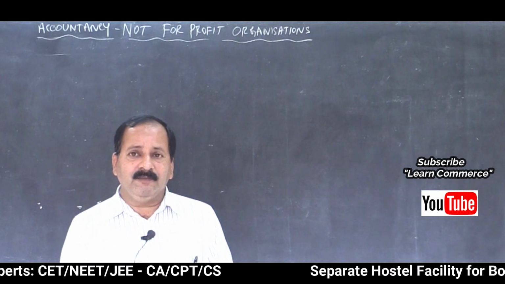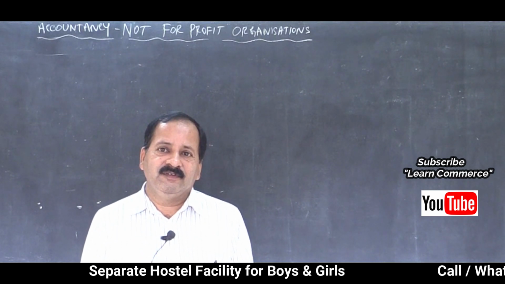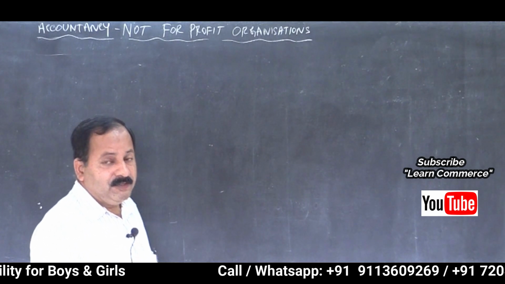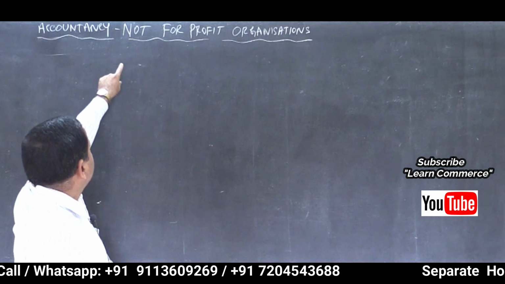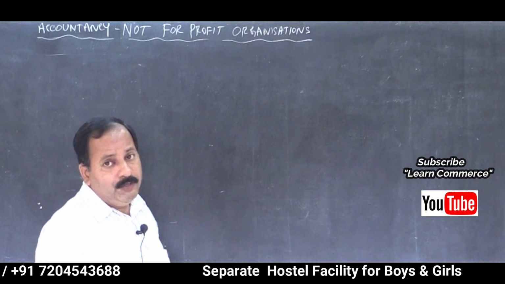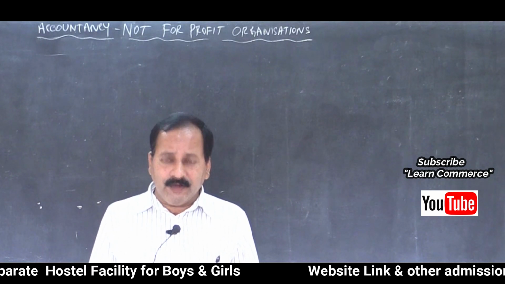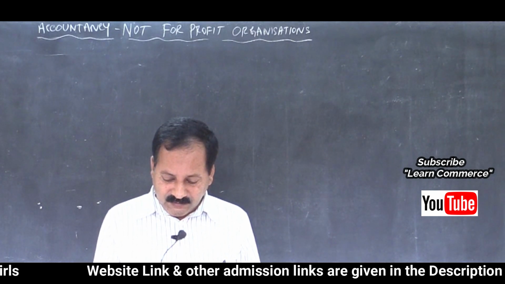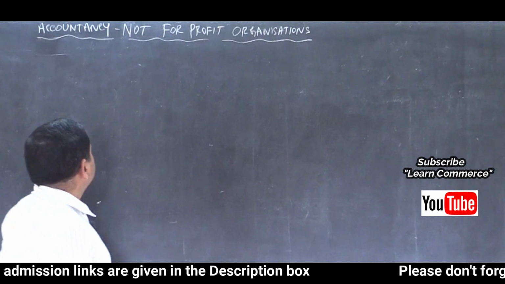So I left it pending. Now let us take up that chapter, first chapter under part 1, that is accounting for not for profit organizations. Now let us know what is not for profit organization.